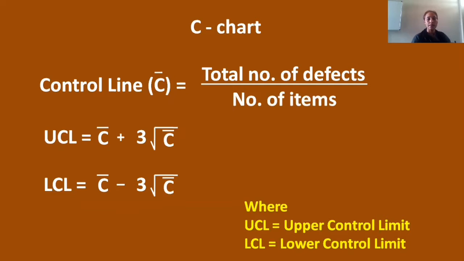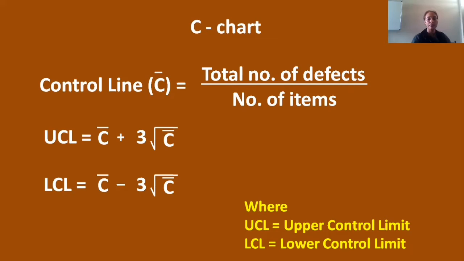Now for C chart we need to find three lines, that is the control line, upper control line and the lower control line. Control line is also known as central line. This is the average line, and the formula of this is total number of defects divided by number of items. With the help of that, we can find next two lines, that is the upper control line and the lower control line. And the formula for upper control line is C bar plus 3 square root of C bar. And for lower control limit or lower control line, formula is C bar minus 3 square root C bar.